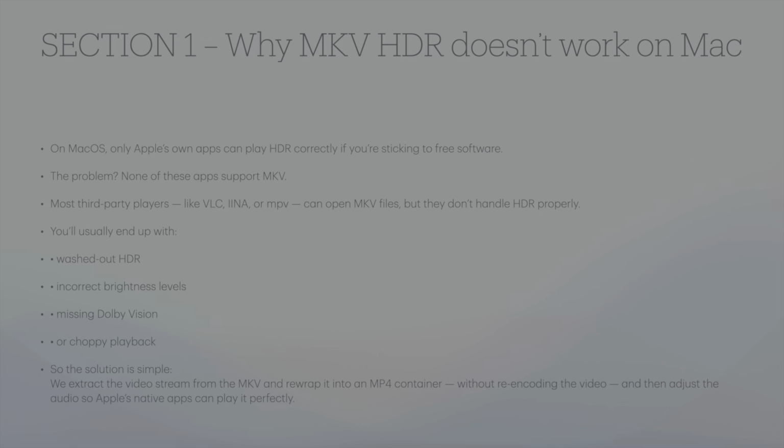On macOS, only Apple's own apps can play HDR correctly if you're sticking to free software. The problem: none of these apps support MKV. Third-party players like VLC, IINA, or MPV can open MKV files, but they don't handle HDR properly. So the solution is simple. We extract the video stream from the MKV and rewrap it into an MP4 container without re-encoding the video, and then adjust the audio so Apple's native apps can play it perfectly.